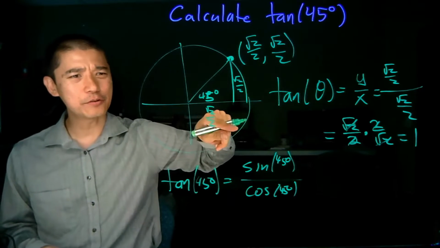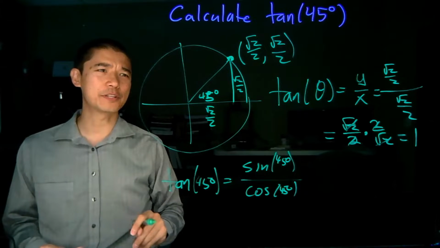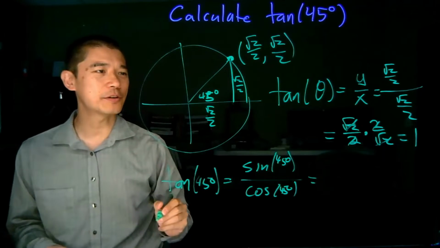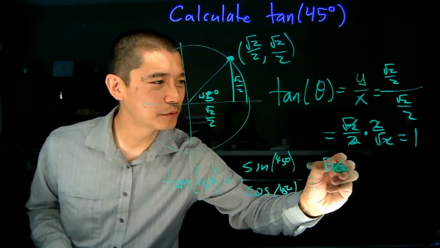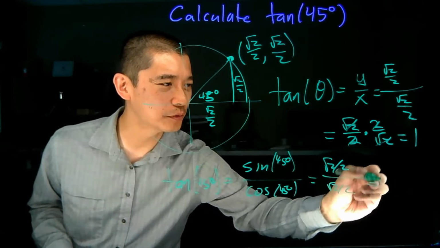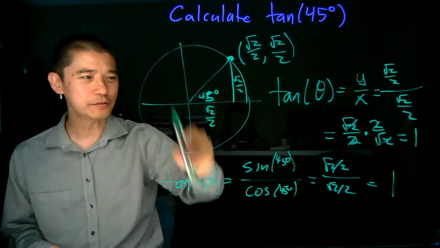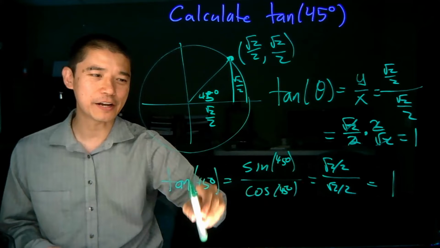Now, for that, you can use either your memorized values from the unit circle, or you can just do the geometry here. Either way, you get the same result. Root 2 over 2 over root 2 over 2, which is 1. So here we reconstructed the entire triangle, and here we relied on memorized values to do the more algebraic approach.